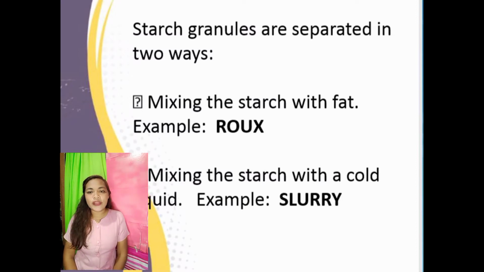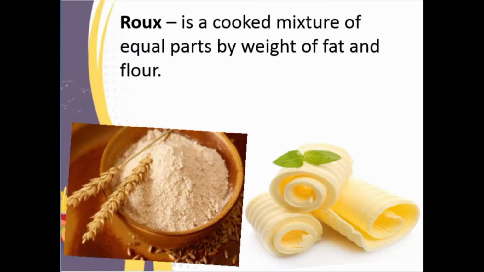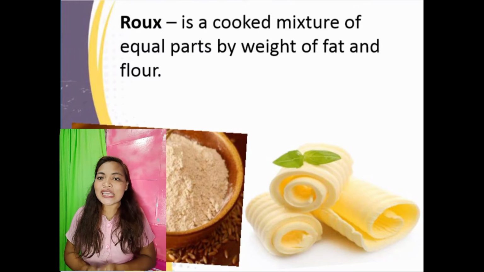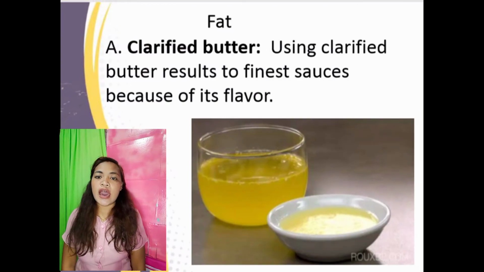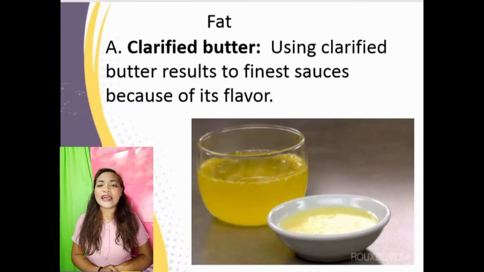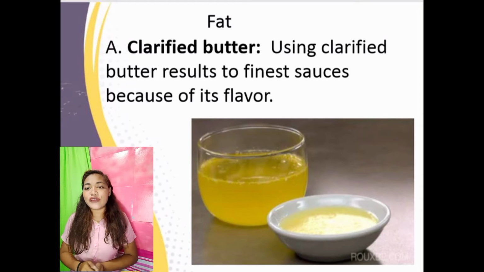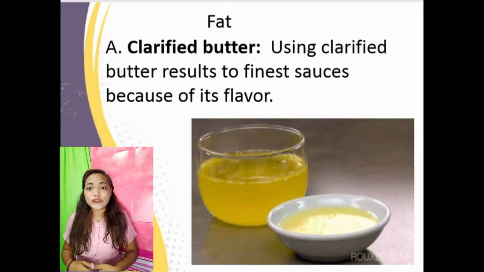Okay, next one. So dito na papasok yung tinatawag nating roux. So ano nga ba ang roux? Roux is a cooked mixture of equal parts by weight of fat and flour. There are different kinds or types of fat that we are using in making sauces. First we have the clarified butter. Using clarified butter results in the finest sauces because of its flavor. So if you want your sauces to be the finest, we use the clarified butter.